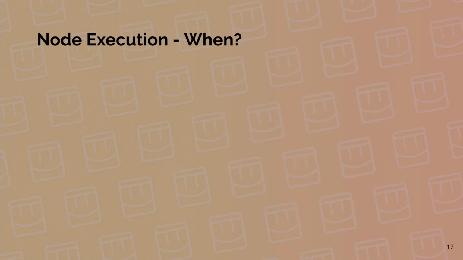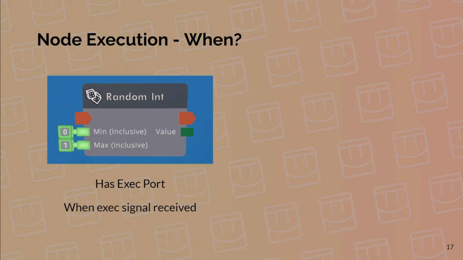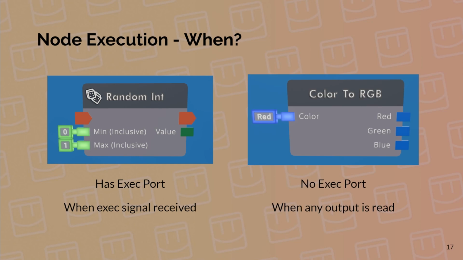Now let's talk about when chips execute, right? What might cause a chip to do those 3 things? There's 2 cases we need to look at. For chips like this one, which have an exec port on them, one of these orange ports, a chip will execute when it receives an exec signal on one of its inputs. Easy enough. For chips without exec ports, like this color to RGB chip or the raycast chip that we just saw, these chips will execute when any of their output ports are read.